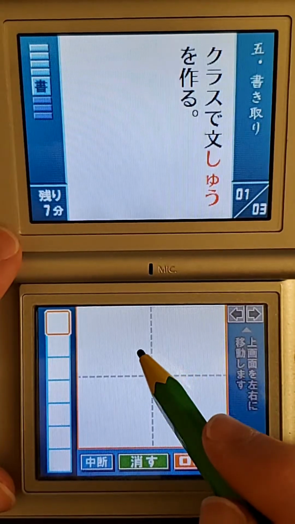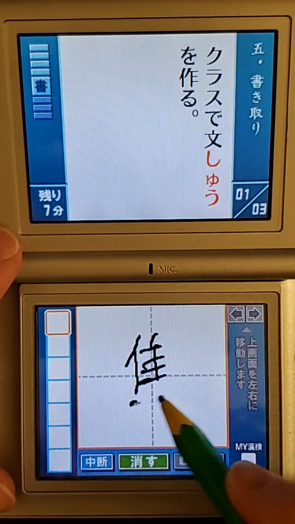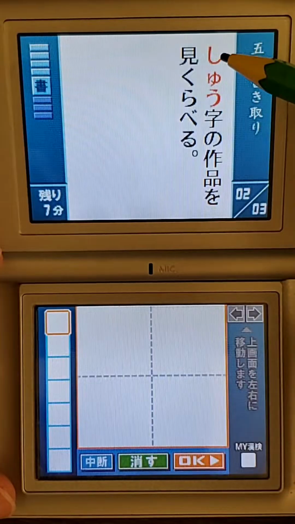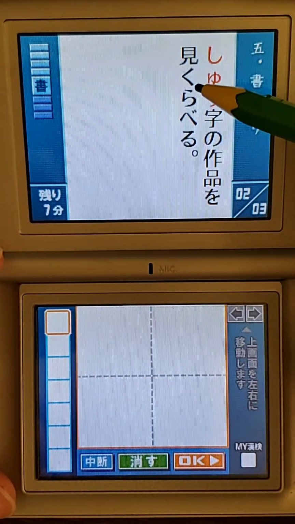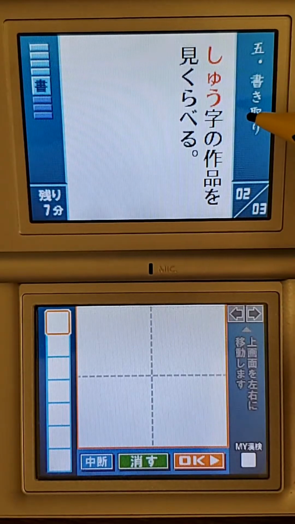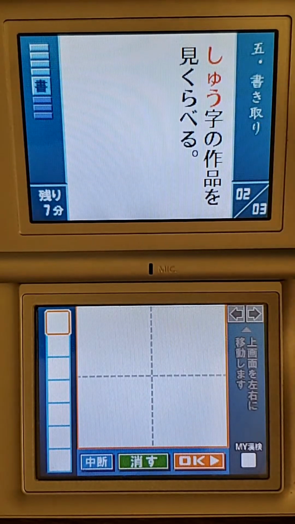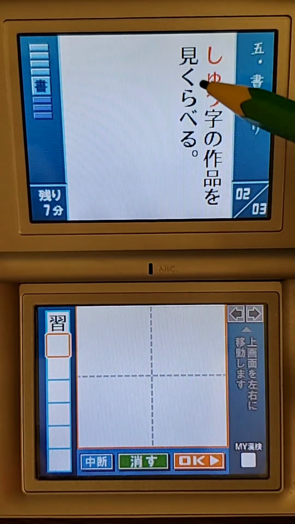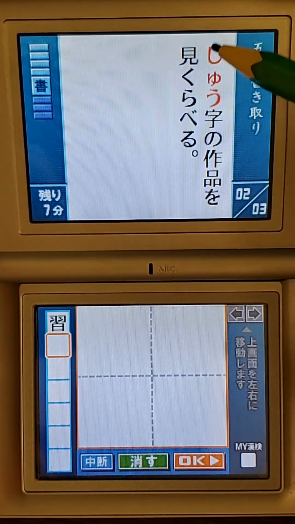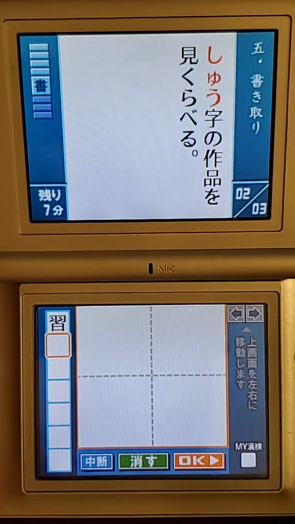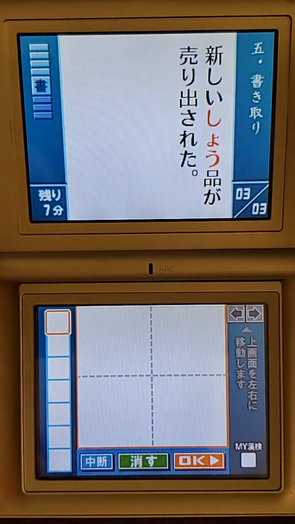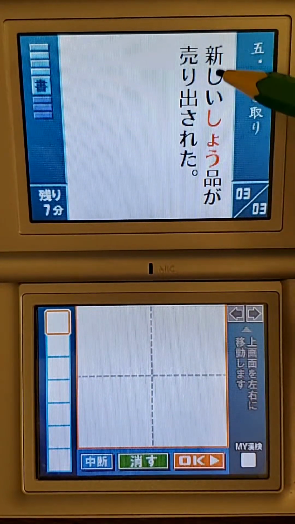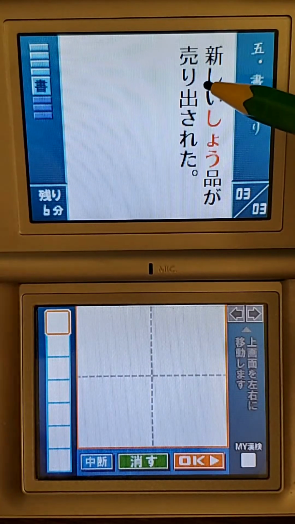Bunshu. So atsumaru. So that. Yeah, okay. I almost missed that one because I wasn't reading carefully enough. Shuji no sakuhin o mikuraberu. Shuji. I think it's this. So we look at different shuji writings, like, how do you explain shuji? Any writings, anyway. 新しい商品が売り出された. So a new product was put out to be sold.